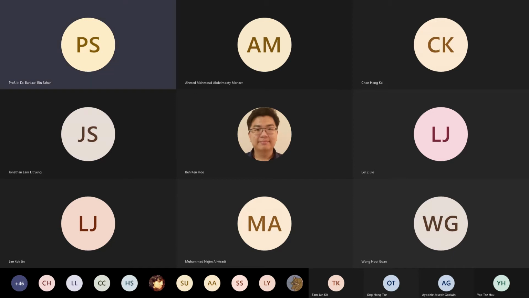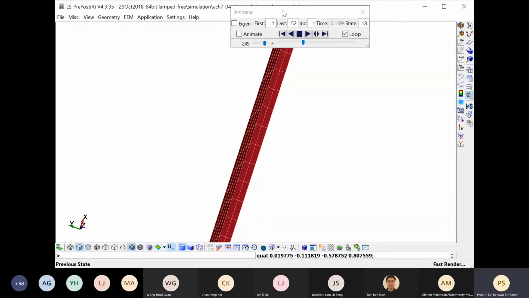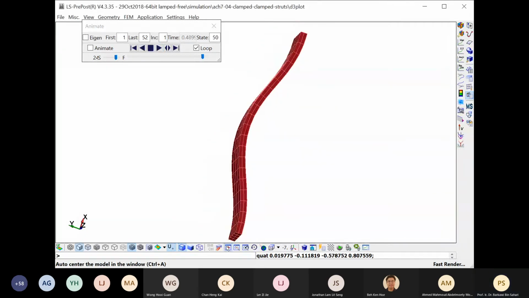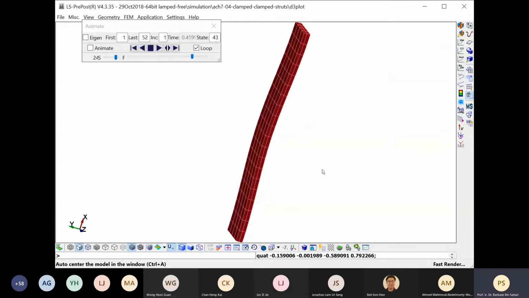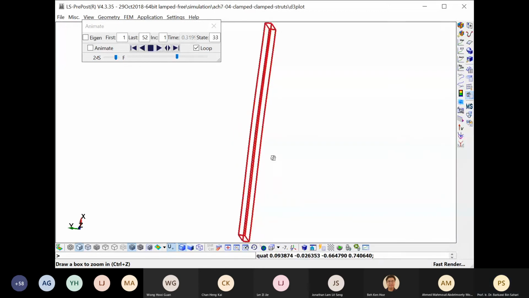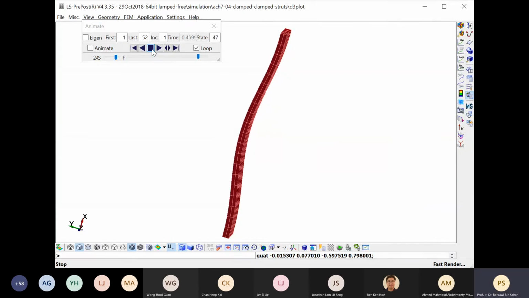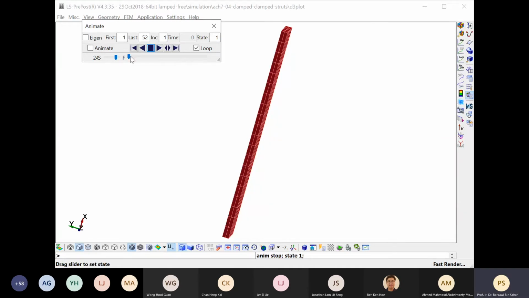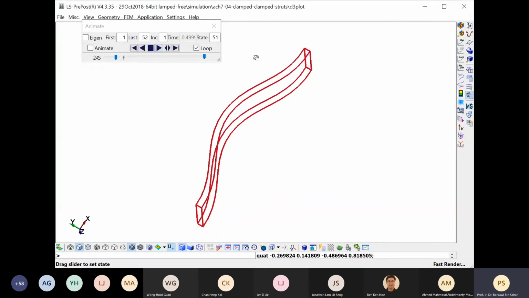Okay, I'll share it now. Okay, now it's visible, right? So this is the clamp condition, how it deforms. Okay, there you are. I just look at the worst case there. Stop there. I should go on just about there, right? Now this is the clamp condition.